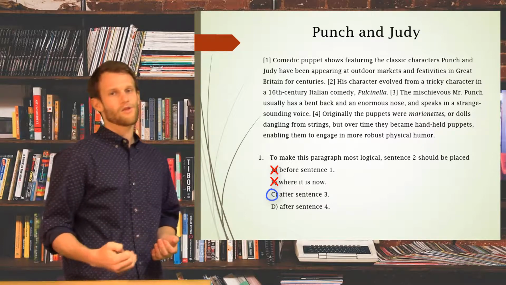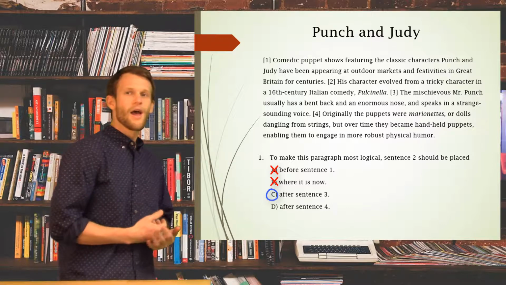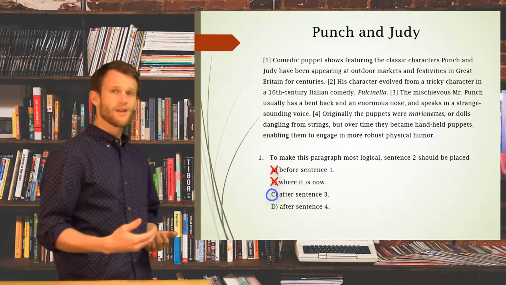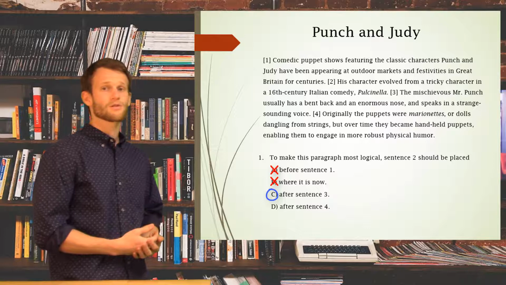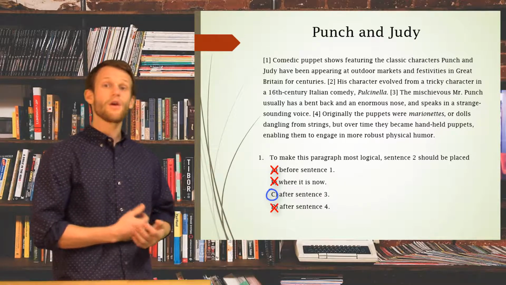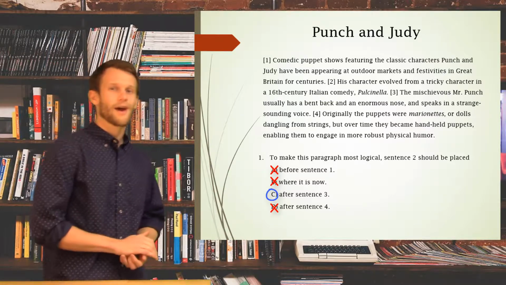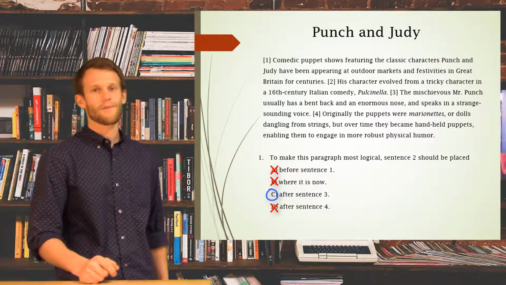So we're going to go with answer choice C here because answer choice D, putting it after sentence 4, doesn't really work because in sentence 4 we're not talking about Punch. So saying his character after that doesn't really make sense. Good. So this is really the basic process for analyzing the organizational patterns in these SAT writing and language passages.